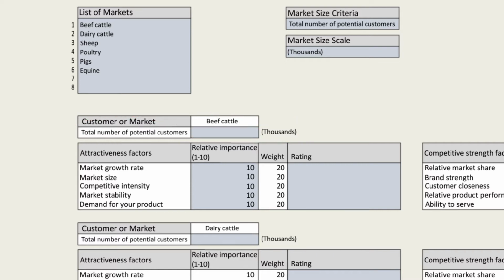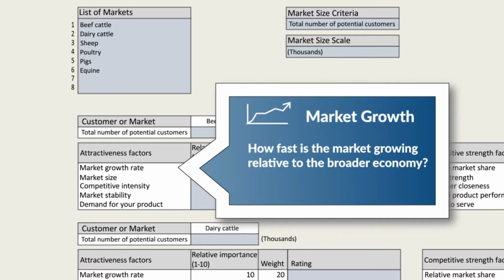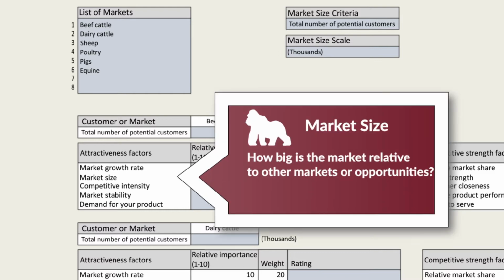Now, the first input required is the market size number, and I've chosen number of potential customers in thousands, so let's just put in 100. On the left of the input table, there are 5 factors that drive the attractiveness of a market. They're all pretty self-explanatory, but let's quickly run through them. The market growth rate is how quickly the market is growing relative to the broader market or the economy in general. Market size is how big the market is, which is pretty subjective and based on your definition of what constitutes a big market for your business.